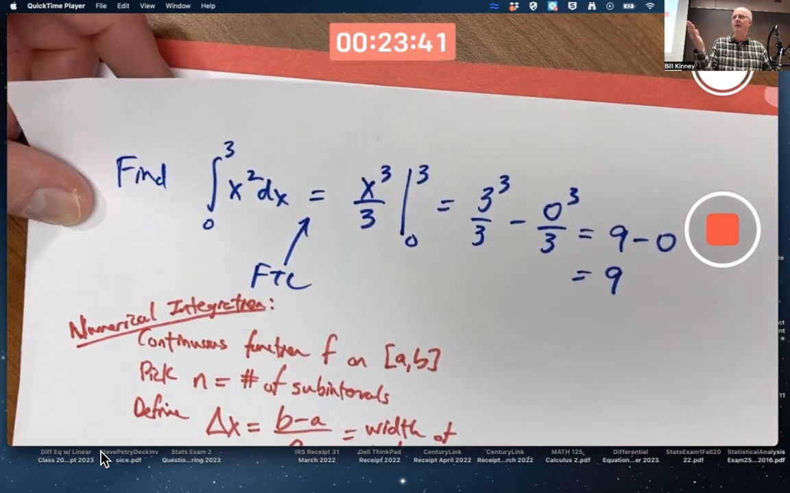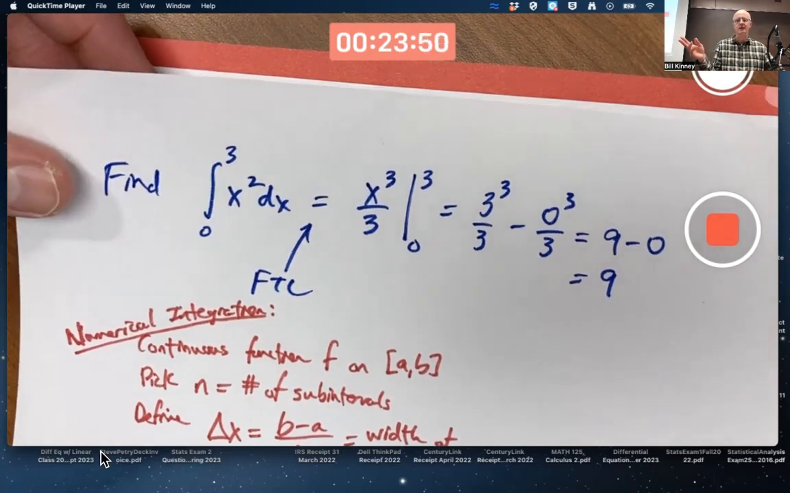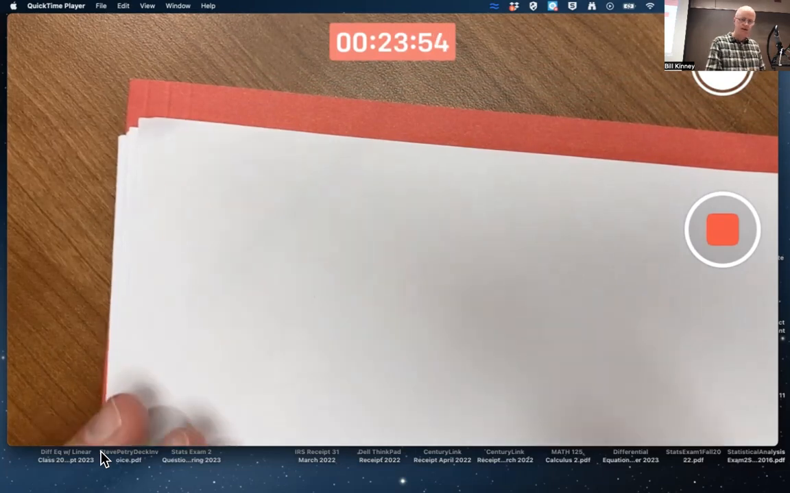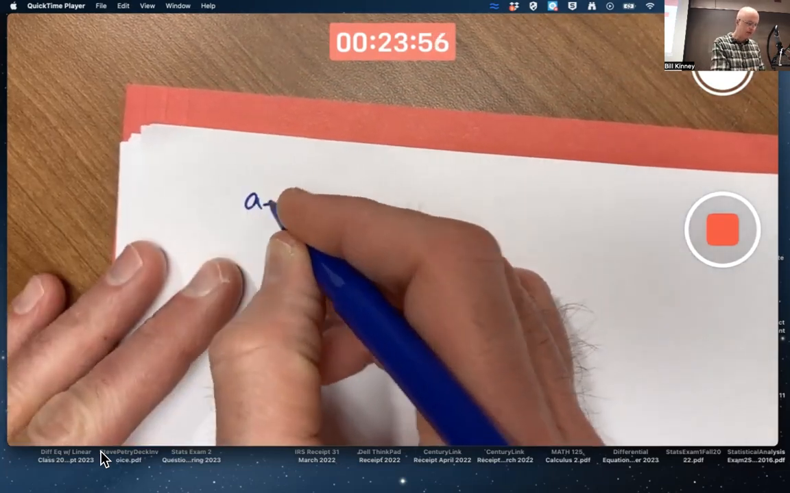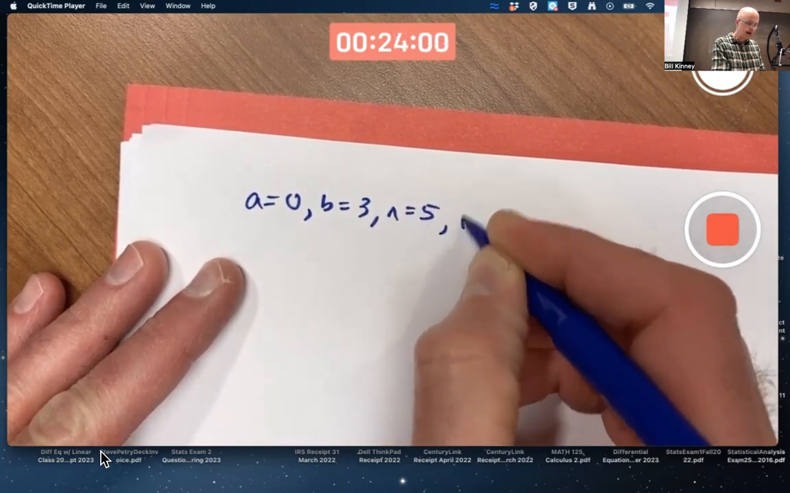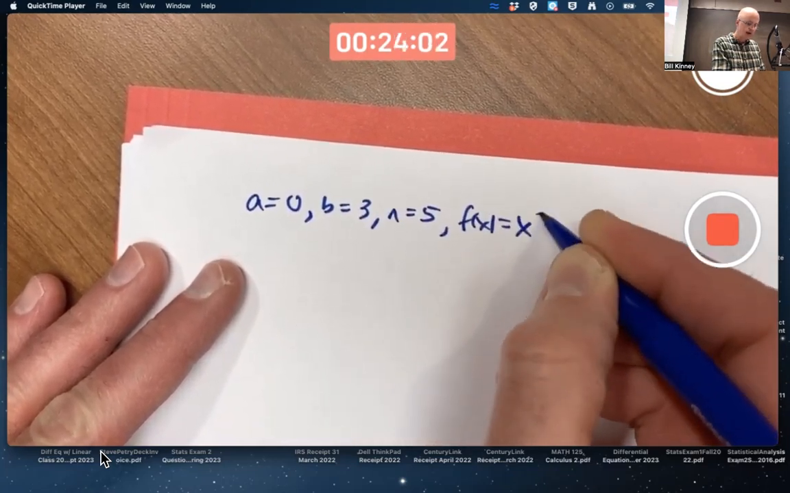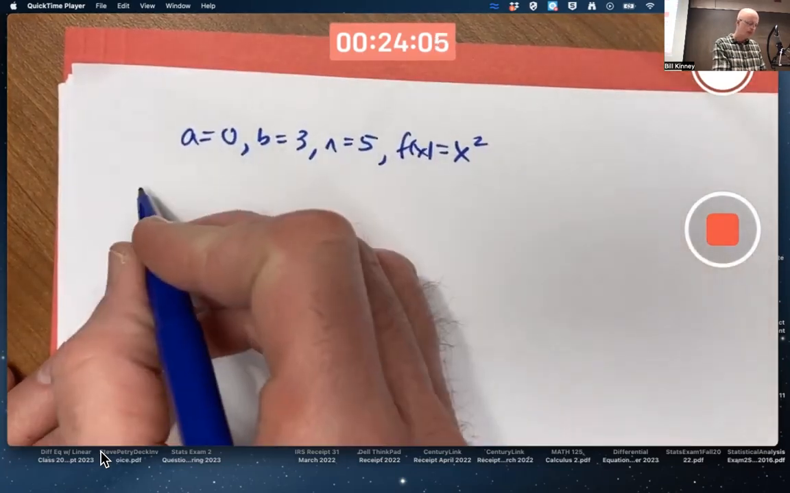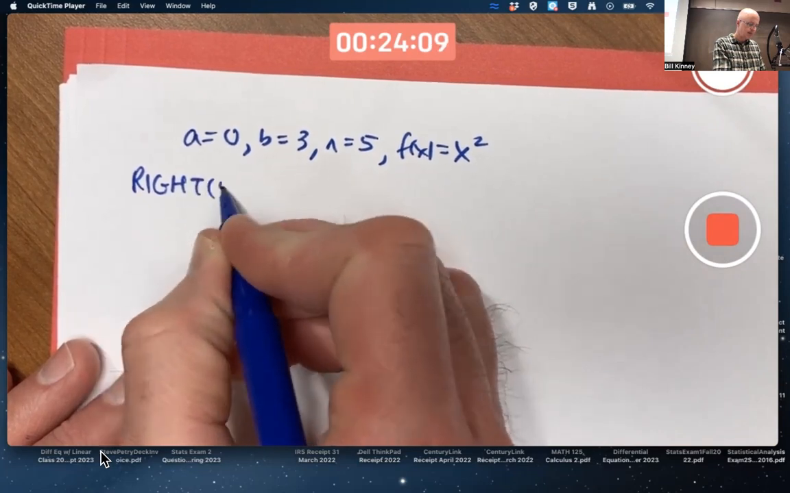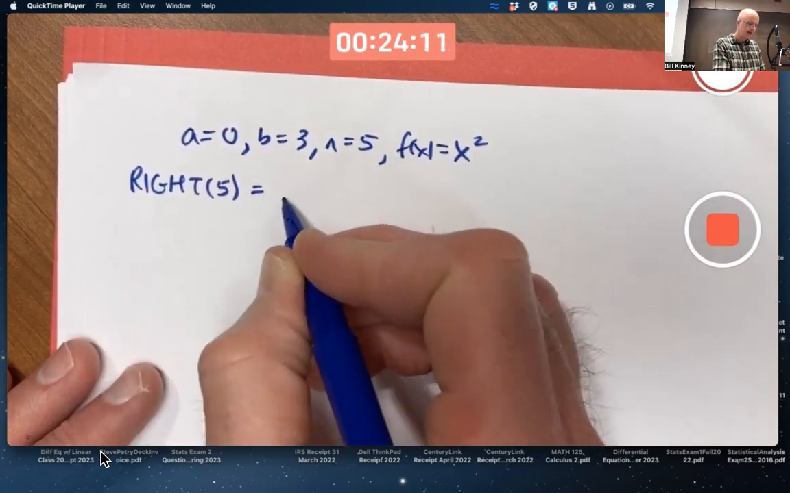And we also want to know about what are called errors in the approximations. And there's a very special way that I want you to compute errors. That is standard. So let's apply it with a equal to 0, b equal to 3, n equal to 5, and f of x is x squared. Let's just do a right-hand sum, right-hand sum with n equal to 5.